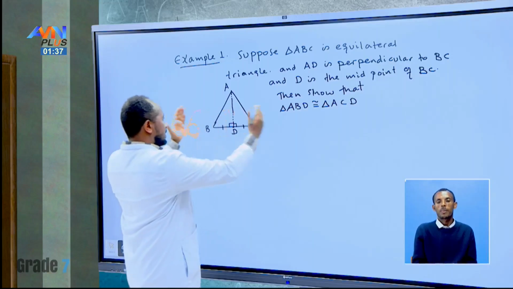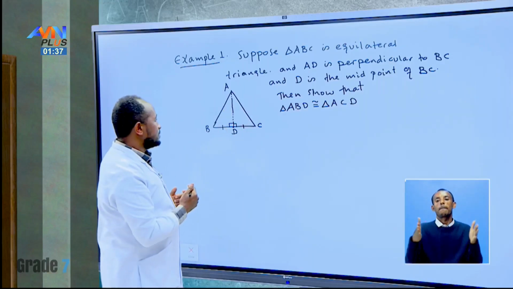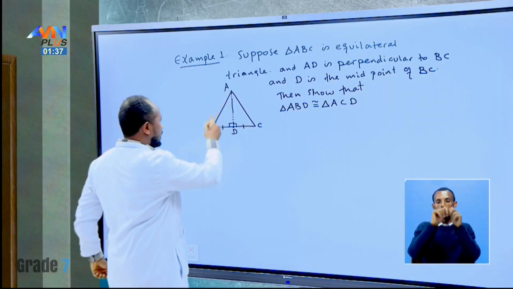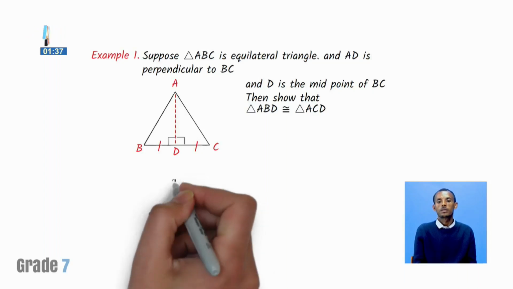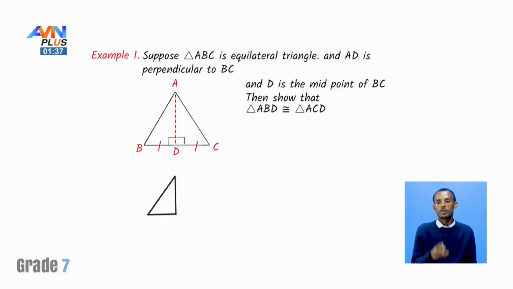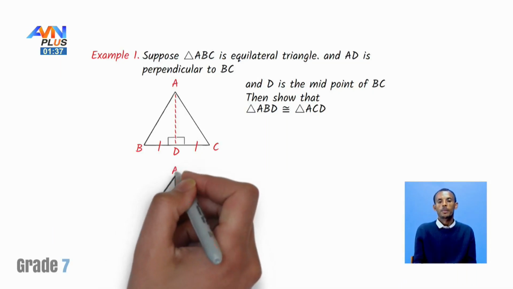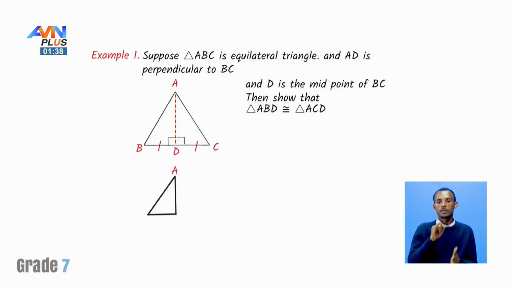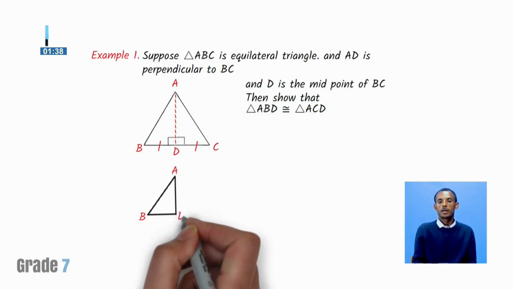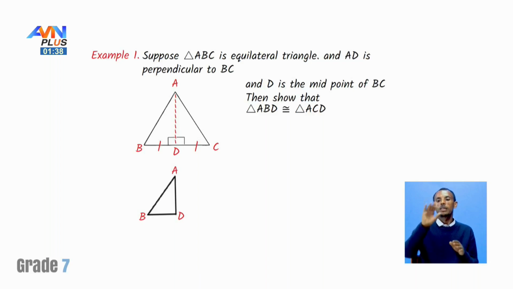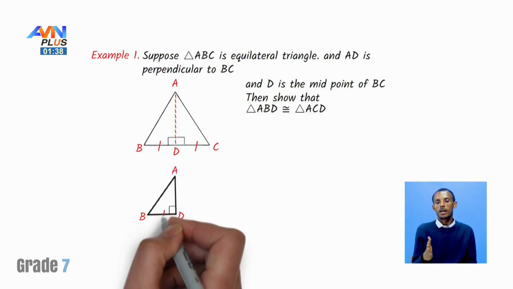Let's separate the two triangles and see them individually. If you take this triangle, you have this one. So here it is B, there is A, and this one is D. This is 90 degrees. And this side is the same as this one. Again, take this one.